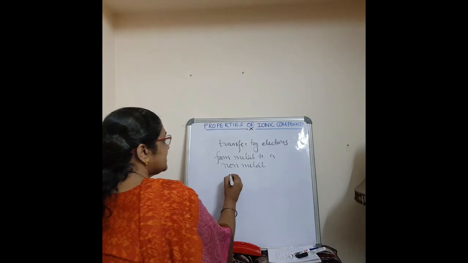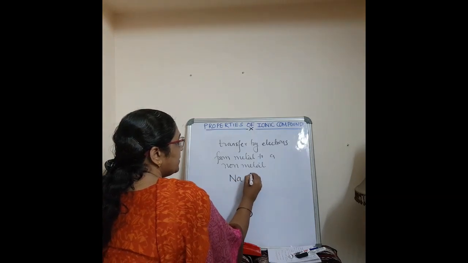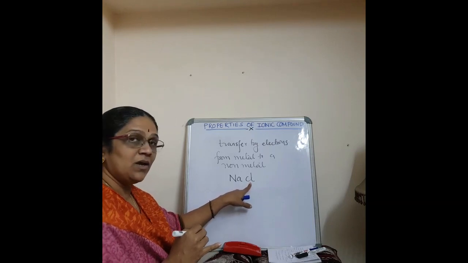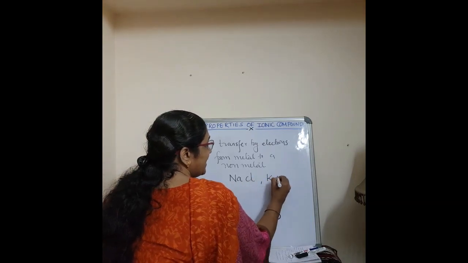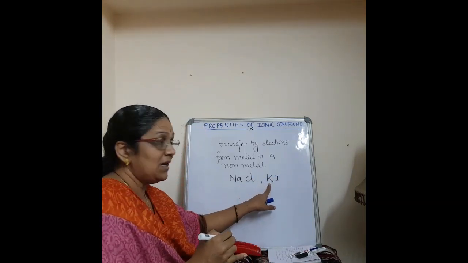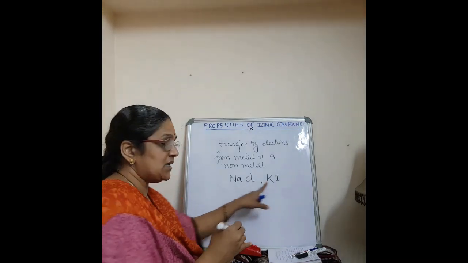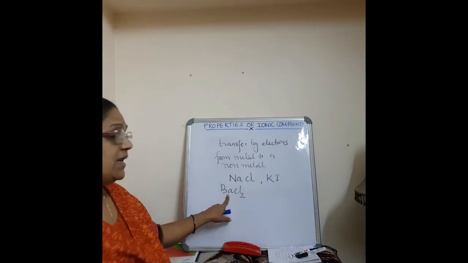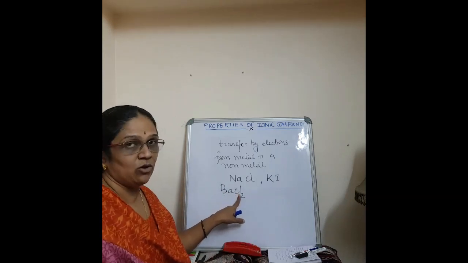For example, an ionic compound is sodium chloride, isn't it? Sodium is a metal, chlorine is a non-metal. Or potassium iodide. Potassium is a metal, iodine is a non-metal. Or you can say barium chloride. So many examples I can give. Barium is a metal, chlorine is a non-metal.